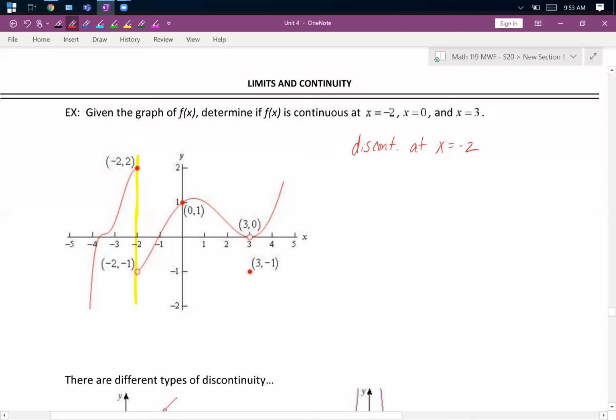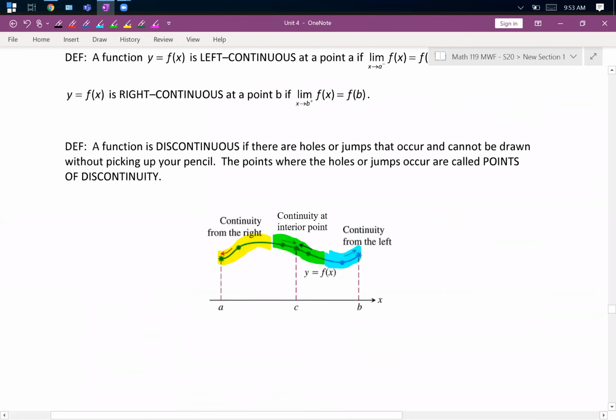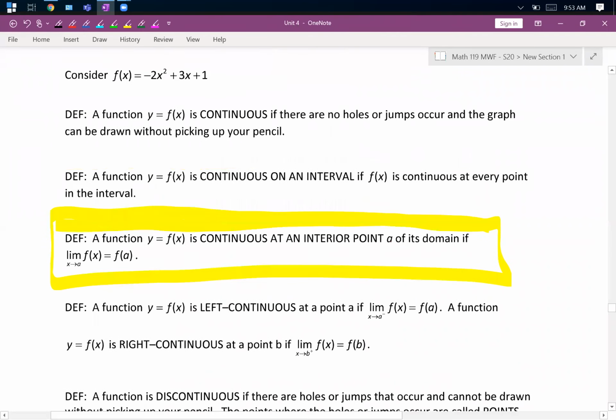The limit doesn't even exist, right? So the limit as x approaches -2 does not exist because the limit as x approaches -2 from the left is 2, but from the right is -1. So in order for it to be continuous, the limit has to be equal to the actual value at that x. But if the limit doesn't exist, that statement can't possibly be true.